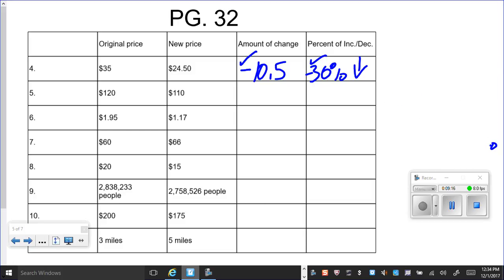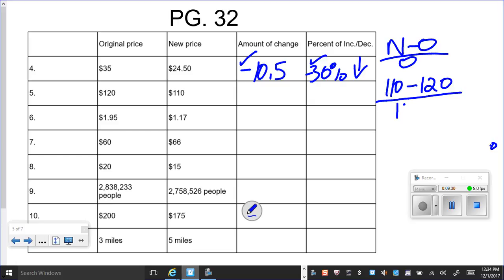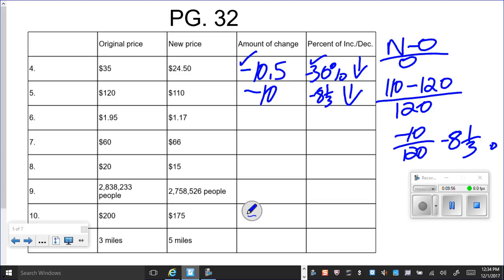Let's do one more together, number 5. That's going to be new minus original divided by original, and the new price is 110 minus 120, correct, over 120. Now when we do this, it's going to be an answer of negative 10 over 120. Negative 10 is the amount of change. The percent of change would be negative 8 and 1/3%. So that means your arrow should be pointing down.